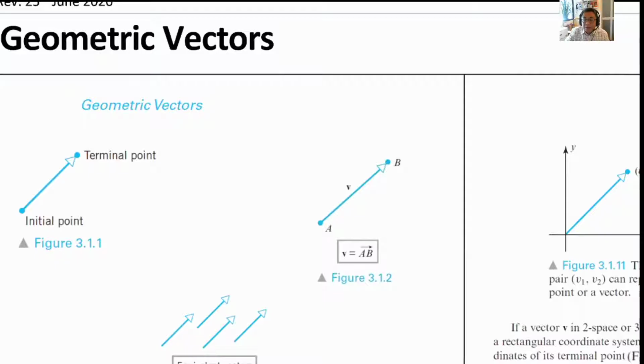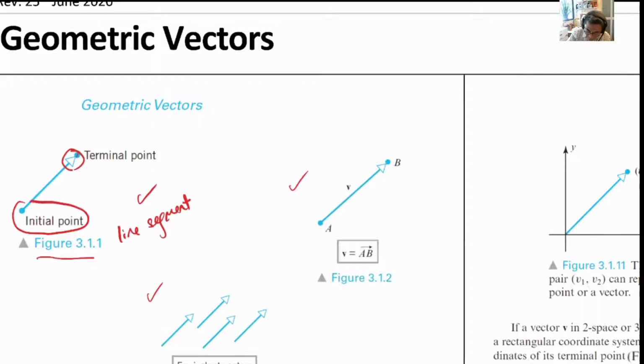A vector is an object that has both a magnitude and a direction, and the following are three equivalent ways to describe vectors. Figure 3.1.1 shows a vector represented by a line segment. In this line segment, it is represented as an arrow with an initial point and a terminal point. Hence, it has a magnitude. The magnitude is here, and where the arrow is pointing to is its direction.